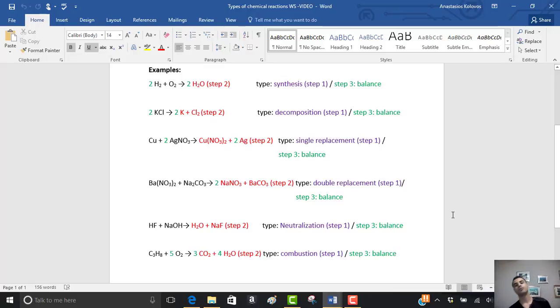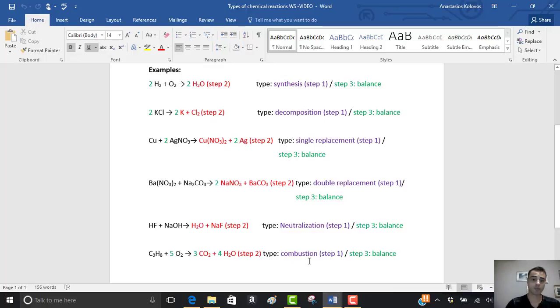The final example is a combustion. And how do you know it's a combustion? You have a hydrocarbon, carbon and hydrogen, with oxygen. Every time you have hydrocarbons with oxygen, it's a combustion reaction. And the products are always carbon dioxide, water, and energy. You do not have to write energy as a product, because energy is not atoms, it's energy. You can write it there if you want to.